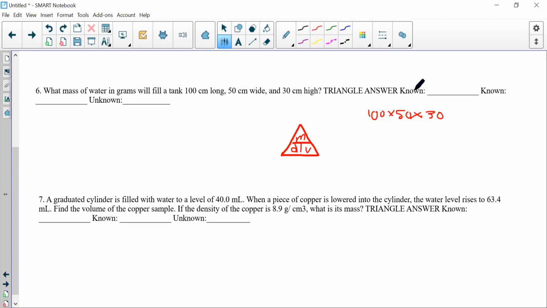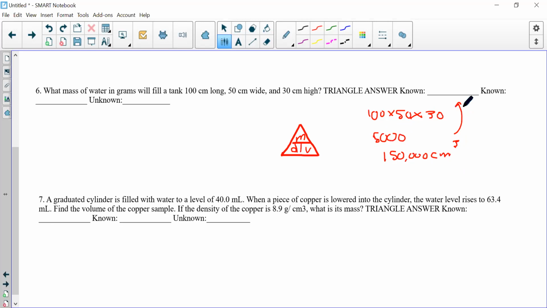All right, and if that's the case, 100 times 50 will be, anybody know? 100 times 10 is 1,000. 1,000 times 5 is 5,000. So 5,000 times 30 will be 150,000. Does that make sense? 5,000 times 3 will be 15,000, and then add that 0 and it becomes 150,000. So we've got 150,000 cubic centimeters right there.